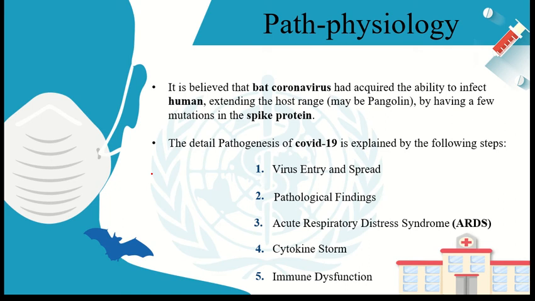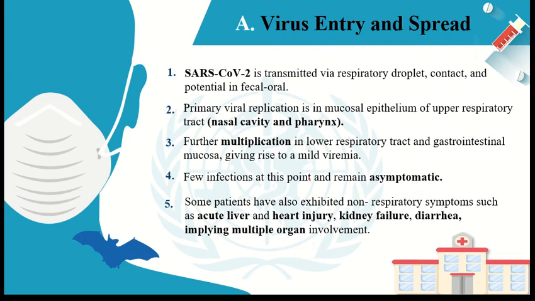So the detailed pathogenesis of COVID-19 is explained by the following steps. First of all, the viral entry and spread. Next, the pathological findings. Third one is acute respiratory distress syndrome, ARDS. Next one is cytokine storm, which I already explained. And the next thing is immune dysfunction. So first of all, virus entry and spread.